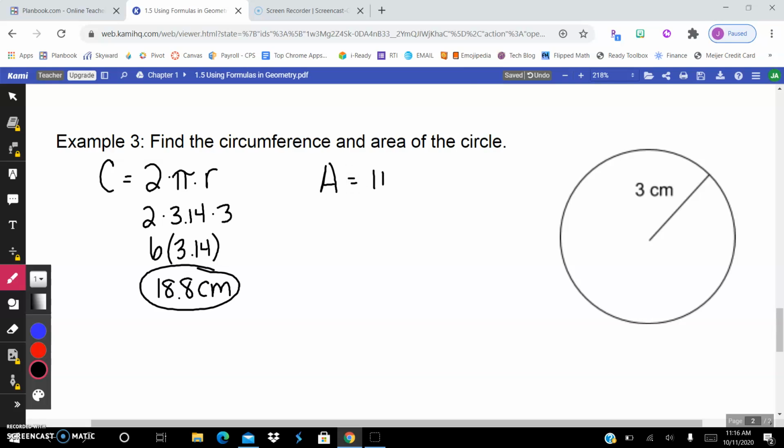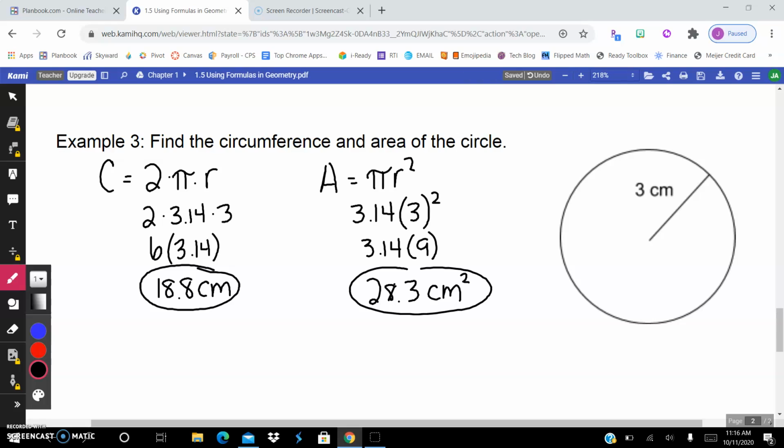Area is pi times the radius squared. So we are going to do 3.14 times 3 squared, which would be 3.14 times 9. And when we do that, we're going to get about 28.3 centimeters, and area gets squared.